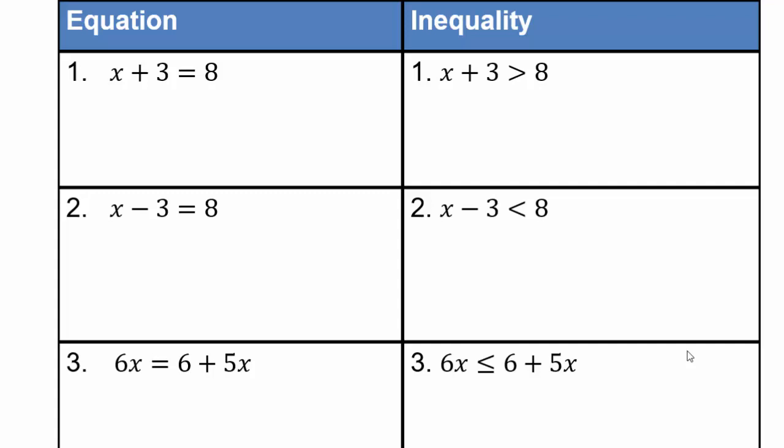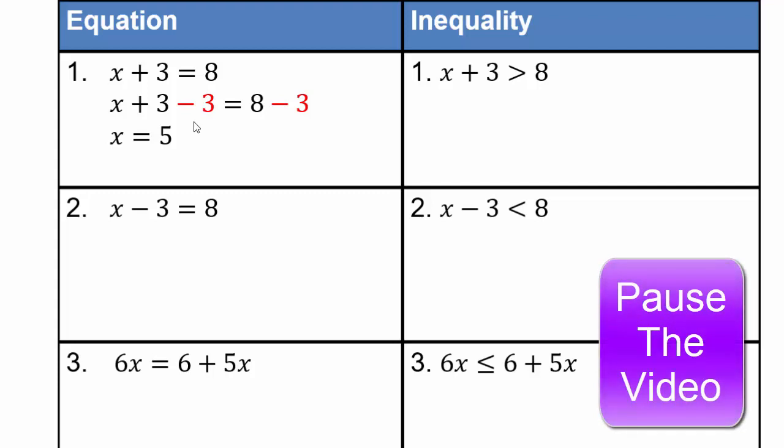So we have x plus 3 equals 8, so this first one. To isolate x, we'll have to undo the plus 3. Well, how do we do that? We will have to subtract 3 on both sides. Okay, once we did that, we are left with x equals 5. Look at that, we just solved the equation by simply isolating the x. Same thing will happen when you do the inequality, subtract 3 from both sides, and you will end up with x greater than 5.